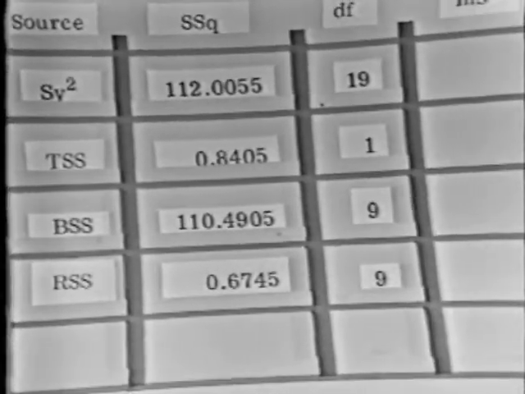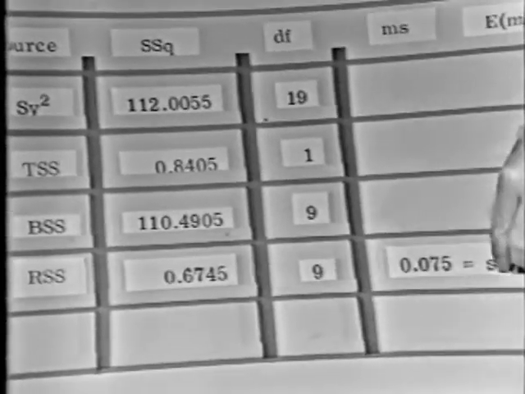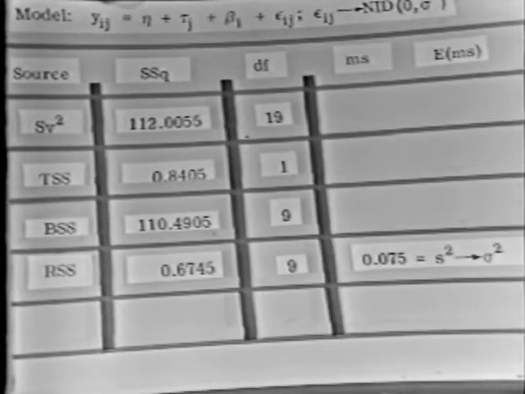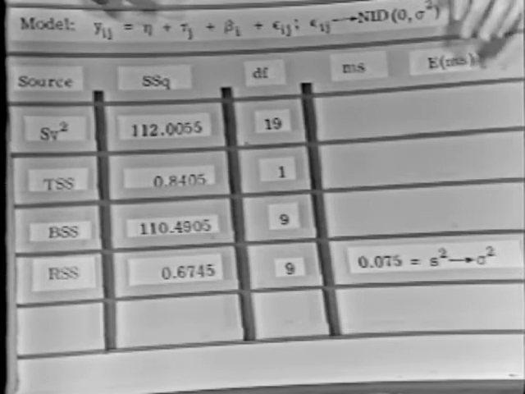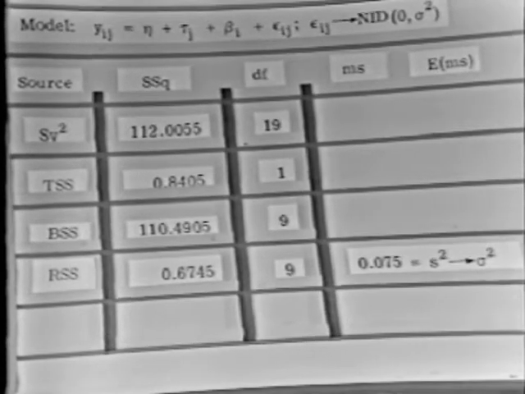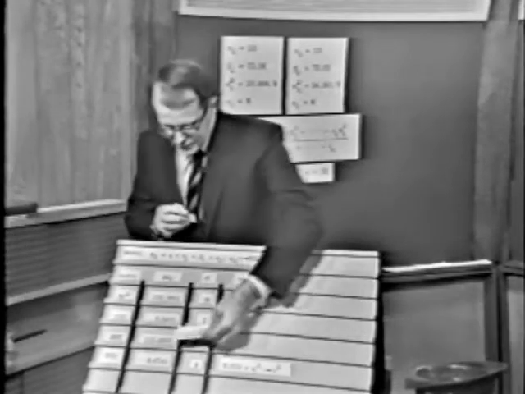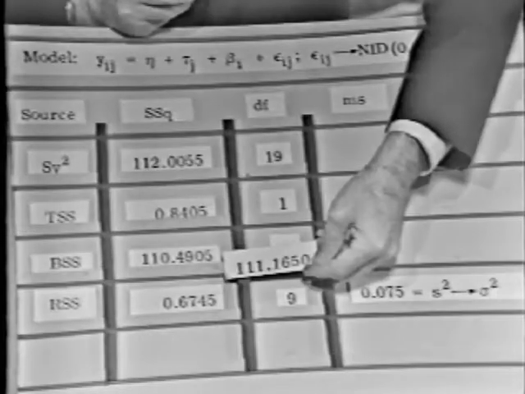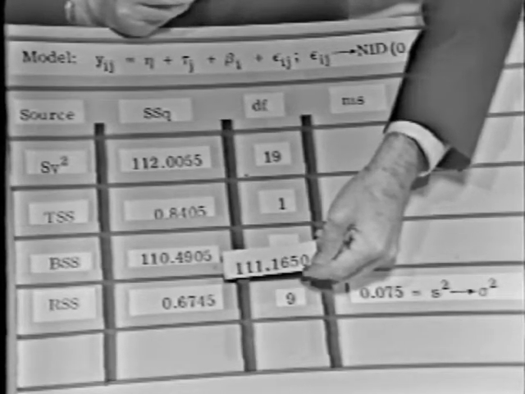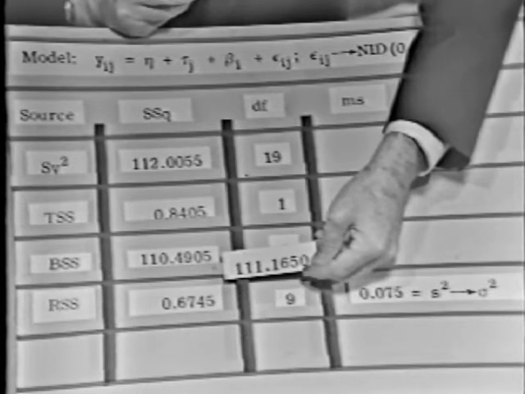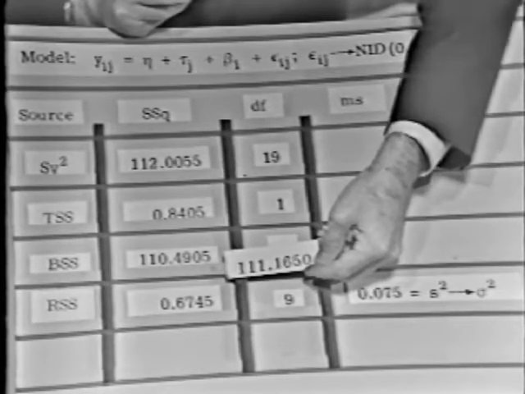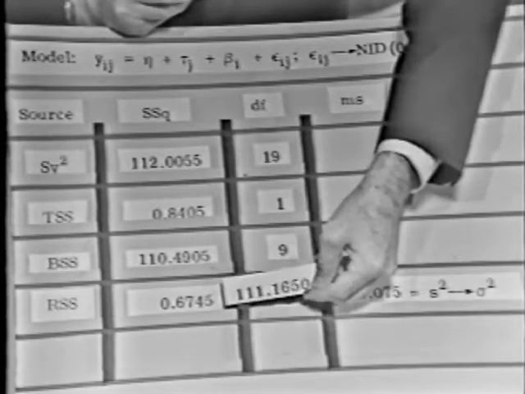And my estimate of the intrinsic variability, the 9 degrees of freedom into the residual sum of squares, is now s squared equal to 0.075. And the expected value of that quantity, of course, is sigma squared, an estimate of the intrinsic variance. And what happened in this case? We have partitioned the other residual sum of squares into two components. In other words, the residual sum of squares with the earlier model, without the block effects taken out, was 110 plus a bit. And now you see that 110.4905 of that has been consumed by the block-to-block, that is to say, the car-to-car differences. And now there's our residual sum of squares.